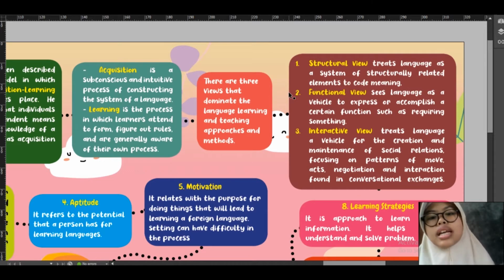And then the second is functional view. Functional view sees the language as the vehicle to express or accomplish certain functions, such as request something. And the last is interactive view. It treats language as a vehicle for the creation and maintenance of social relations, focusing on the patterns of move, act, negotiation, and interaction found in the conversational exchange.